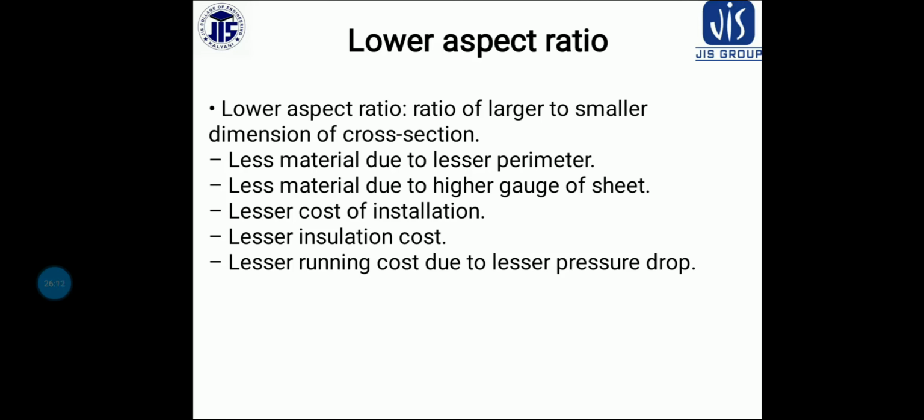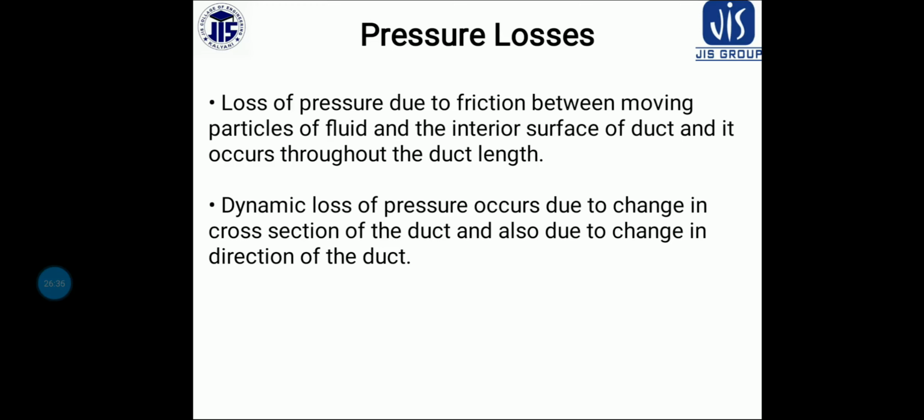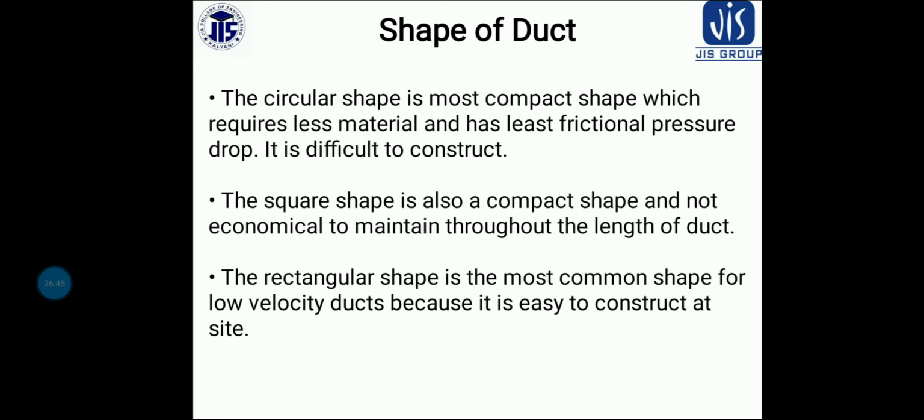For the same cross sectional area, a circular duct requires less surface area, which saves material, fabrication and erection cost. So less surface area than a rectangular duct. We can see that a circular duct requires less material, isn't it? A circular duct shape requires less material than the rectangular one, or any other shape.